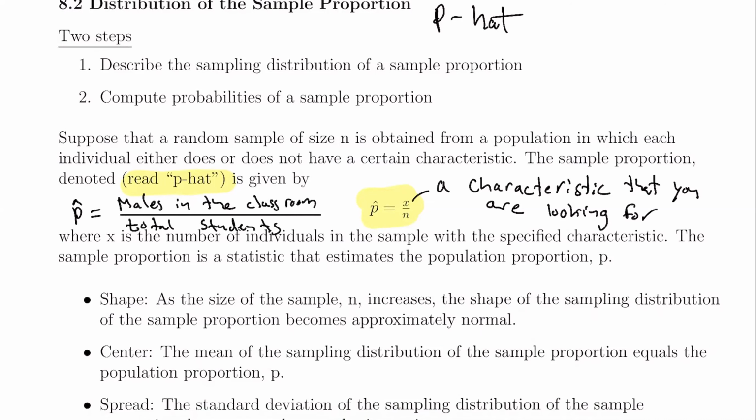So x represents which characteristic you're looking for. In the example I gave you, the characteristic I'm looking for is that the student has to be a male, and you divide it by the total amount of students you have in the classroom. So that's how you find p hat. It is x divided by n. Any question in regard to that formula?